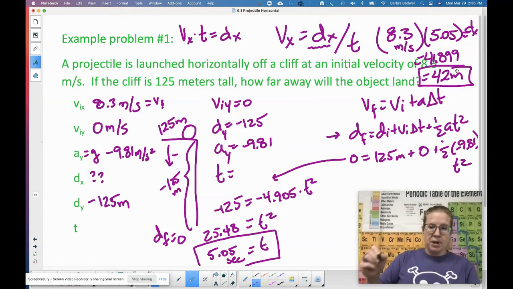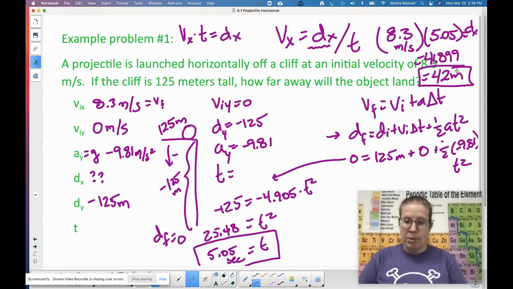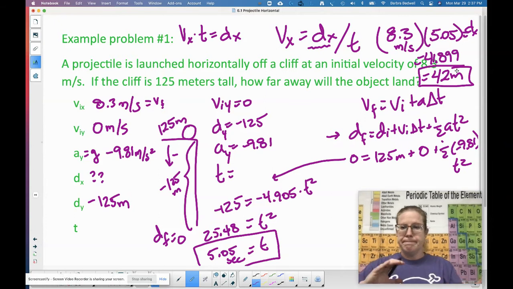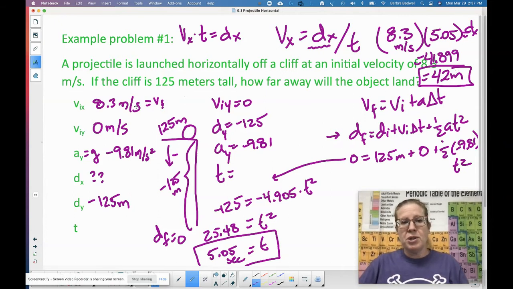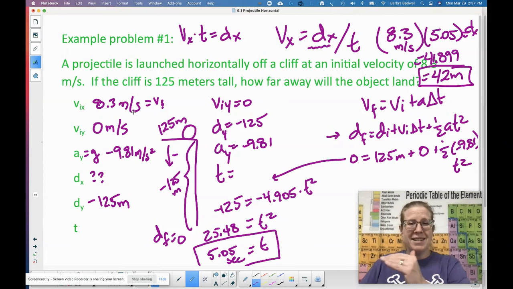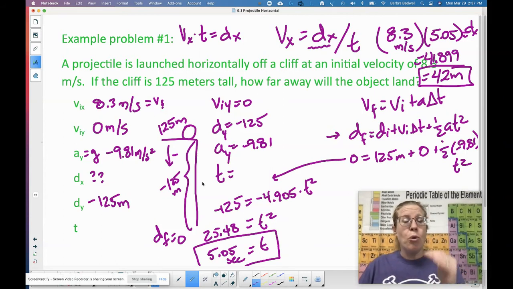So again, problem-solving strategies. You're almost always going to solve for time, almost always. So decide, do you solve the vertical or the horizontal component first? Depends on what you're given information about. In this case, we were given information about its horizontal velocity, and I'm trying to find its horizontal distance, how far away. Therefore, I knew that was going to be my last equation. I know it sounds funny to say that, but that's going to be the last one.